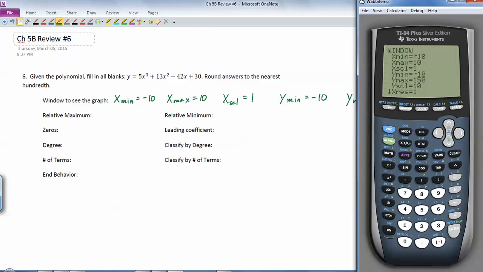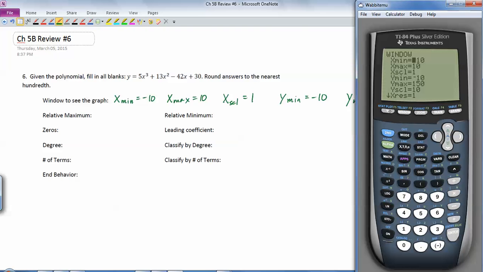Okay, so that's that. Relative maximum. Okay, so a relative maximum just means any maximum point. Because really, this graph has no total maximum because it keeps going up forever. But a relative maximum just means any peak. So that's the peak that we want because there's only one.